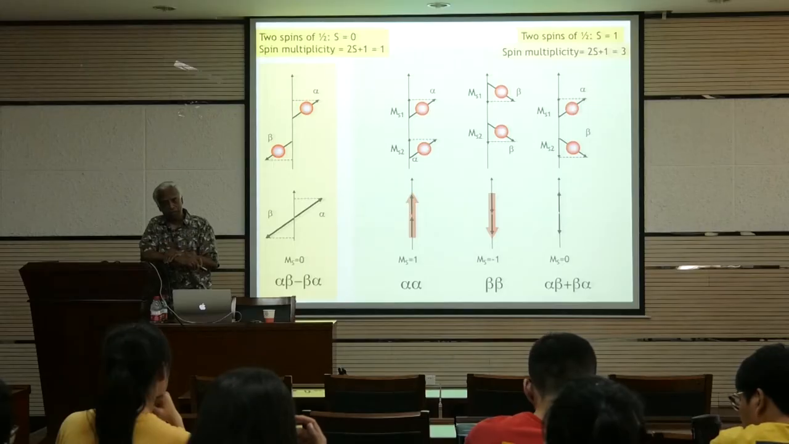So if the two electrons are in two different orbitals, there can be four states, including the spin. If we don't include the spin, then there will be only two states. There will be singlet and triplet. Okay?